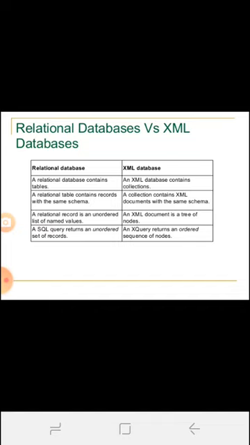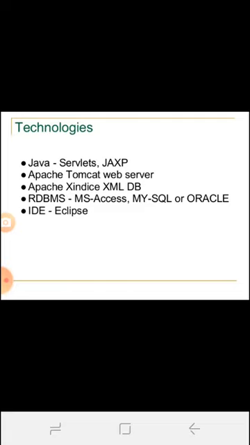A relational database contains tables. An XML database contains collections. A relational table contains records with the same schema. A collection contains XML documents with the same schema. A relational record is an unordered list of named values. An XML document is a tree of nodes. A SQL query returns an unordered set of records, and XQuery, that is XML query, returns an ordered sequence of nodes.